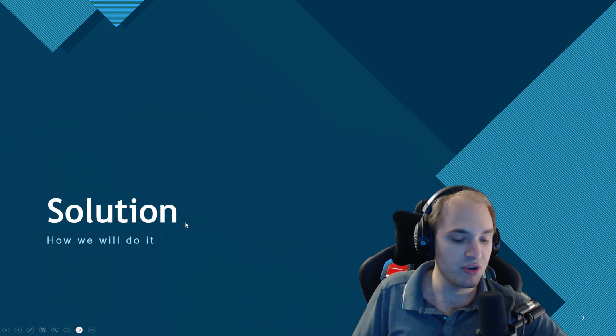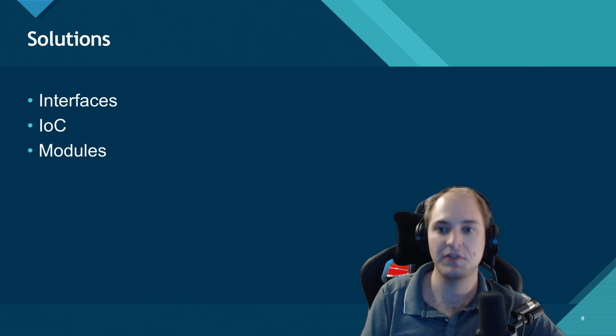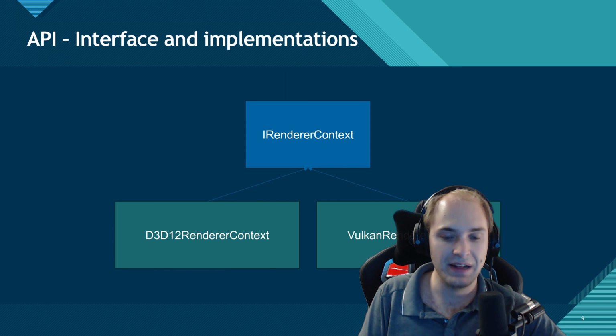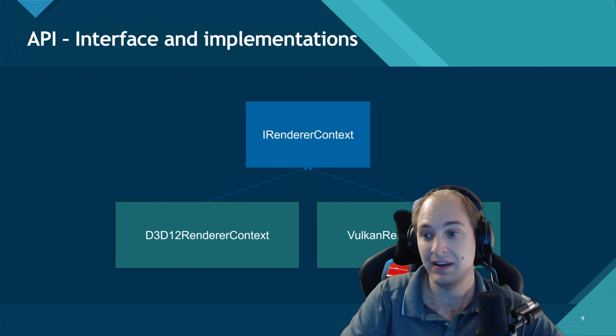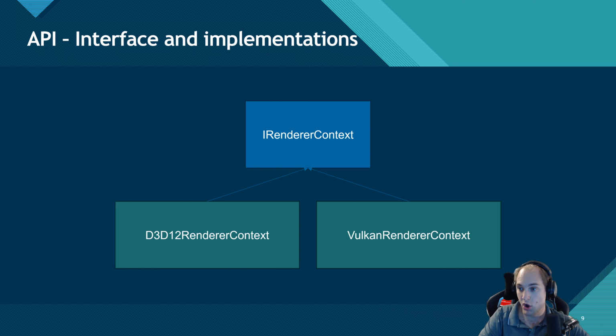Now let's go to the solutions, how we do it. We do it by using 3 concepts: interfaces, inversion of control, and modules. Let's dive into these without further hesitating, and I think now is the time where I at least should make myself a bit smaller so that you can see what's going on.